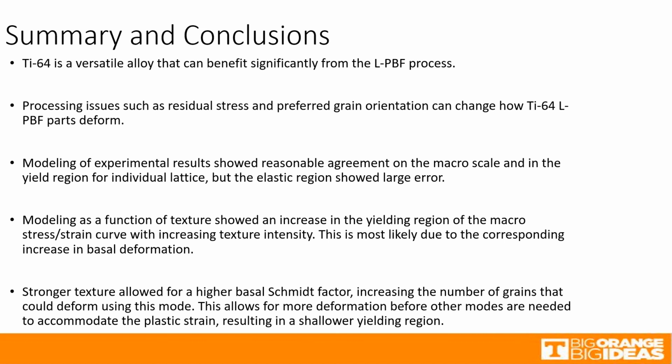As a function of texture, the yielding region of the macro curves became shallower as texture and intensity increased. This is most likely due to the corresponding increase in basal deformation. Stronger texture allowed for more basal deformation, delaying the activation of other modes until larger strain was achieved, resulting in a shallower yielding region.